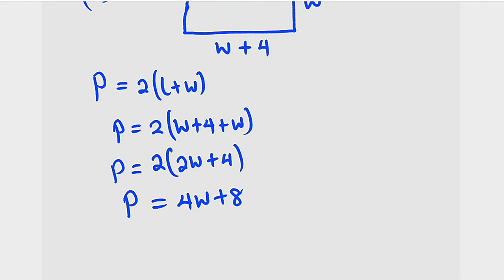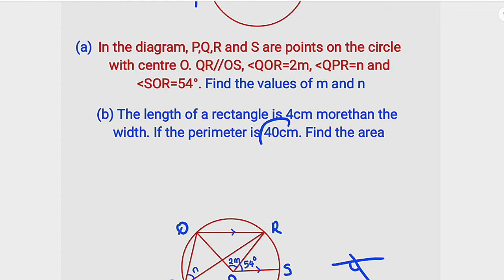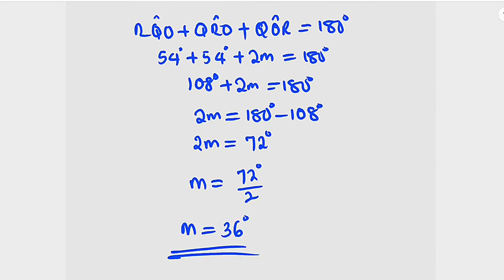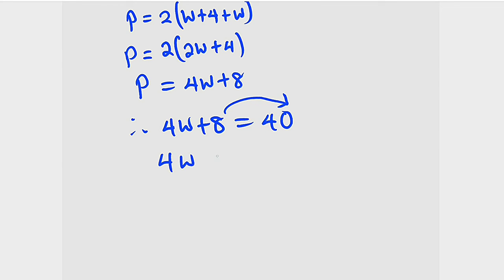But from the question, P is given as 40. The perimeter is 40. You can see that here. So we can substitute it there. Therefore, we can say that 4W plus 8 must be equal to 40. Take 8 to the other side. You have 4W equal to 40 minus 8, which is 32, right? 4W is equal to 32.